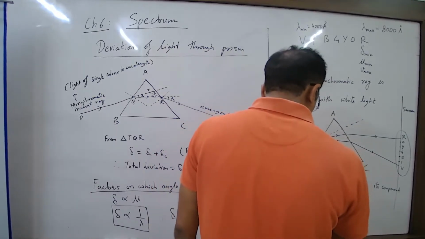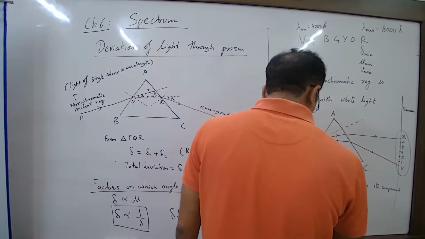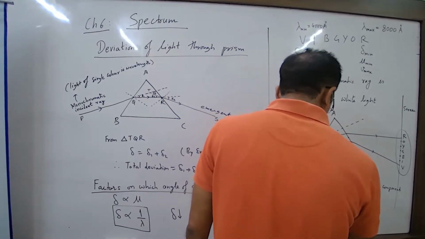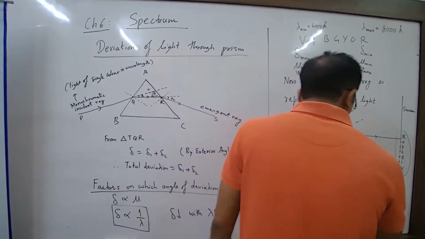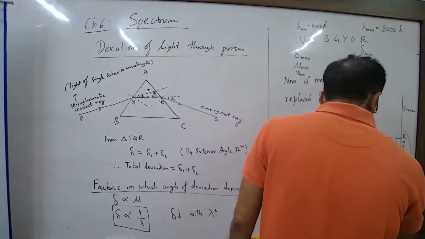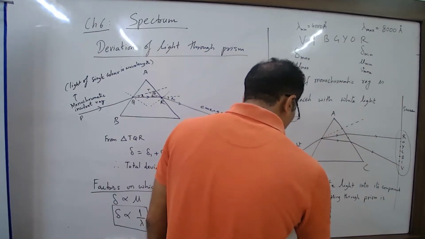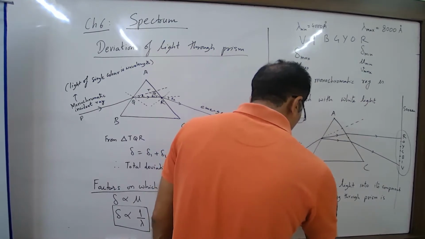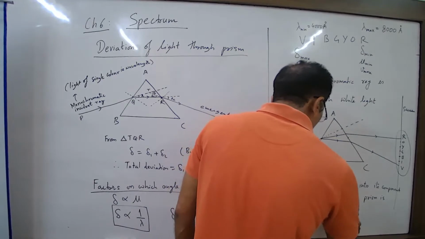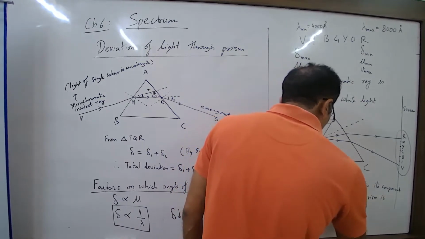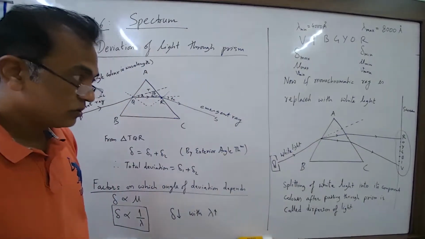after passing through a prism is called dispersion of light. Dispersion of light. This splitting of colors is called dispersion of light.